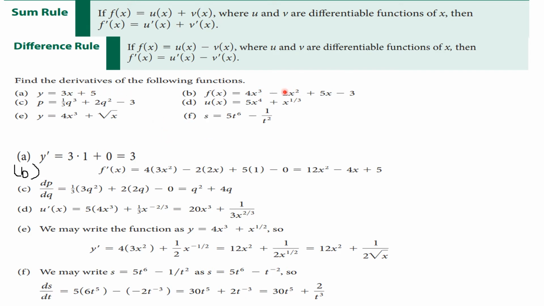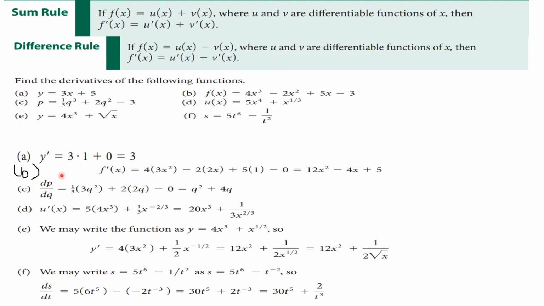Then b, here also I have to find the derivative of each term separately. So the derivative of that function is equal to, first, 4x to the power 3, which is 4 times the derivative of x to the power 3, which is 3x square, minus 2 times the derivative of x square, which is 2x, plus 5 times the derivative of x, which is 1, and lastly the derivative of 3 is 0. After that, you can get 12x square minus 4x plus 5.